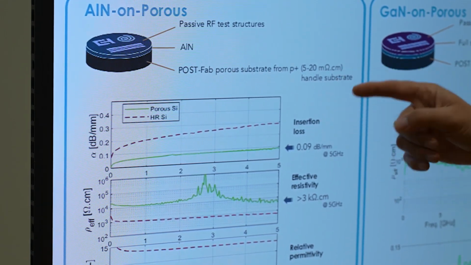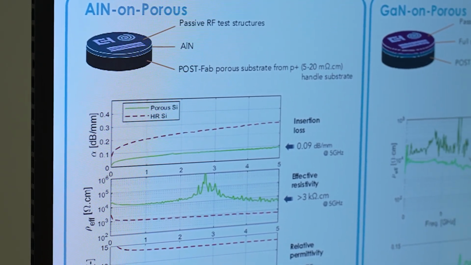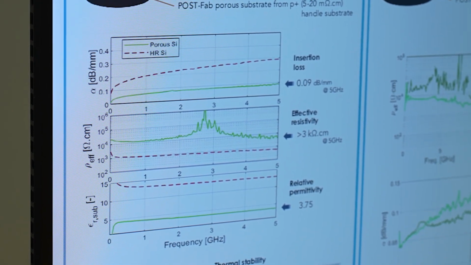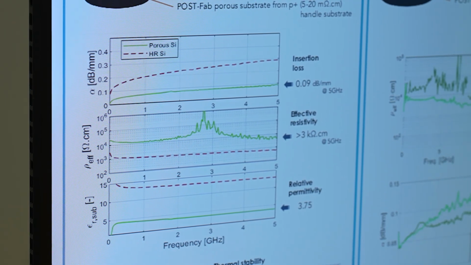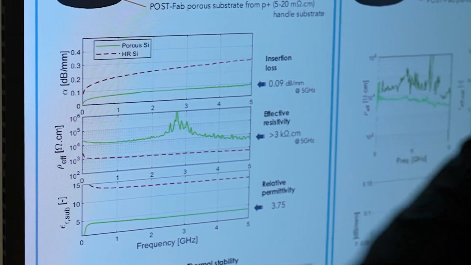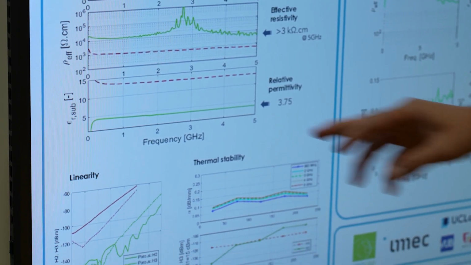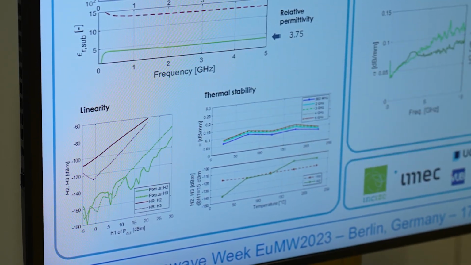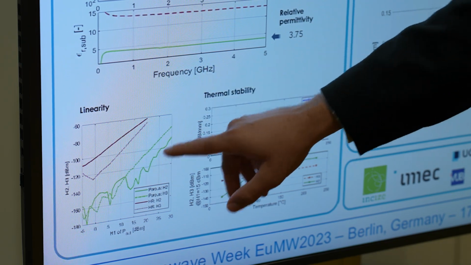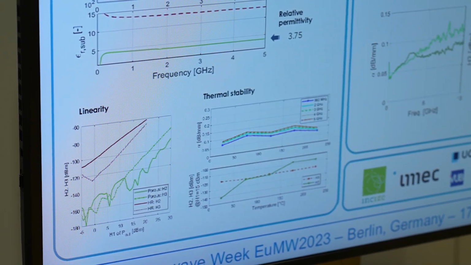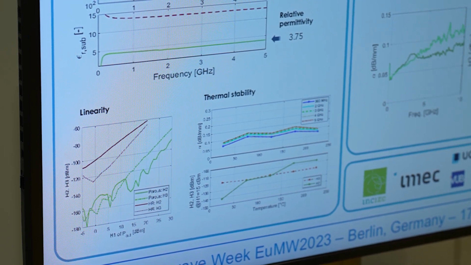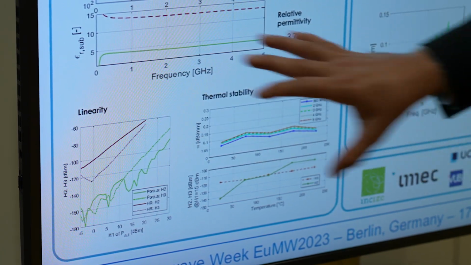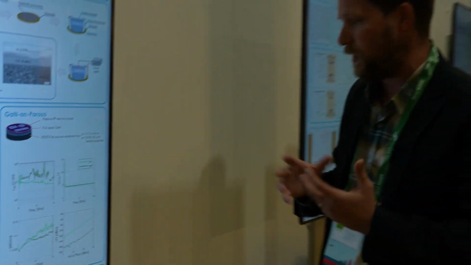For example, insertion loss is significantly reduced. The effective resistivity is kept at a high level, and the relative permittivity is divided by 3. For the large signal, for the linearity, we can see a great reduction of the linearity problem. For example, here we can see in green, the second harmonic is below 65 dB from the first harmonic. And also, the linearity in terms of thermal stability is very good.